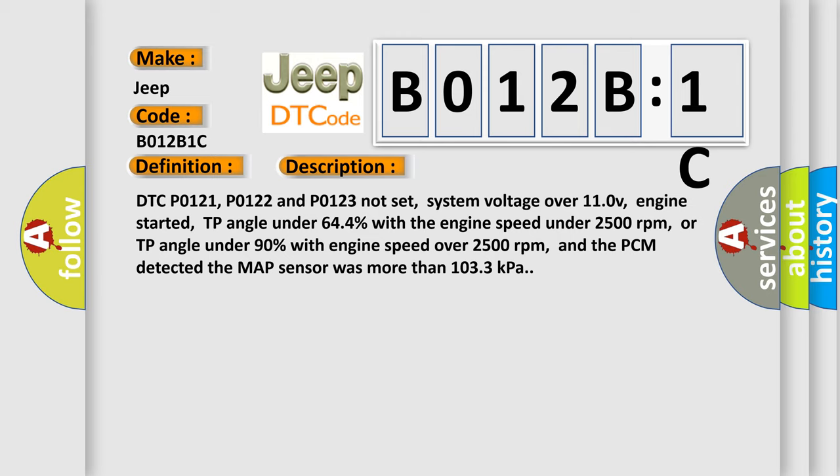DTC P0121, P0122 and P0123 not set, system voltage over 110V, engine started, TP angle under 644% with the engine speed under 2500 revolutions per minute, or TP angle under 90% with engine speed over 2500 revolutions per minute, and the PCM detected the MAP sensor was more than 1033 kilopascals.